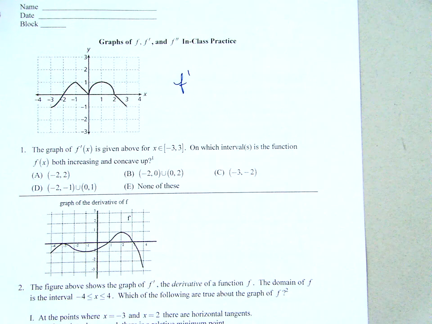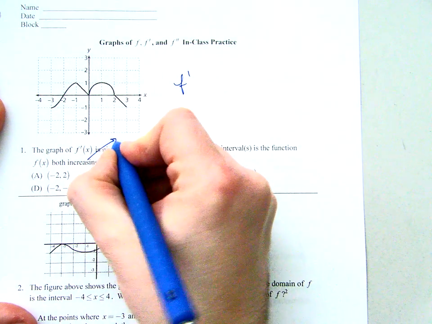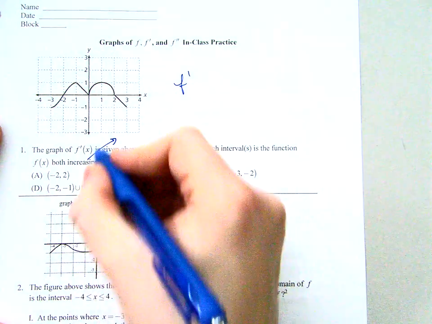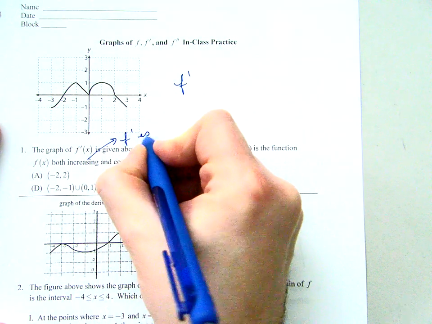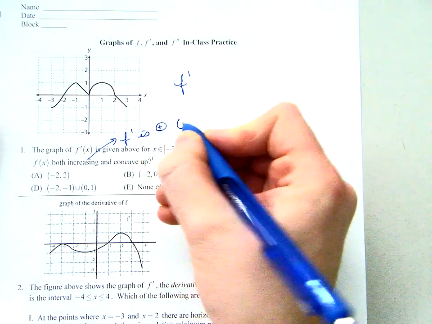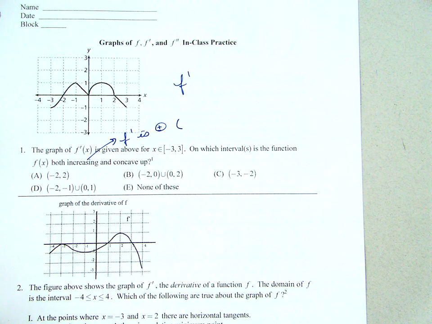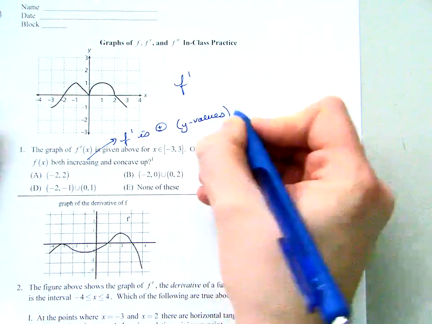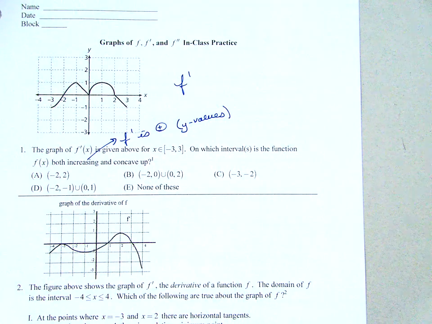Okay. Increasing. What is the definition of F increasing? Colby. F prime is positive. Now, as far as you're concerned from this graph, what would you be looking for to be positive, Colby? The y values. Because we have the graph of F prime and I want to know where F prime is positive, I'm looking for positive y values.